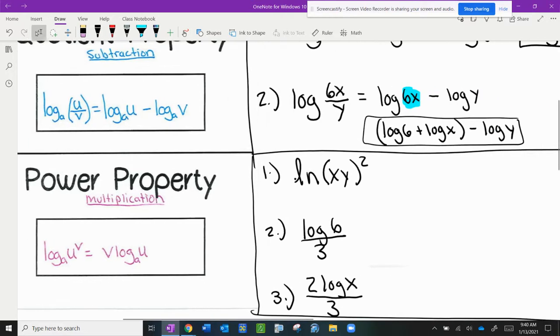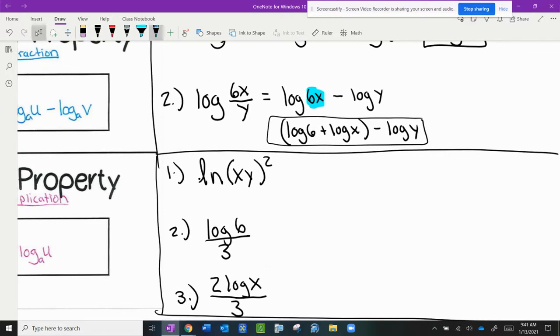Okay, so let's look at a couple of these. So here's my power. It's 2. And what I can do is bring that power down in front of the log, multiplying. So if you can imagine, if that was a variable, this would be one way that I could bring down my variable from a power.